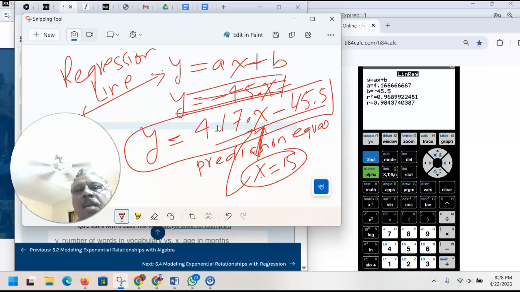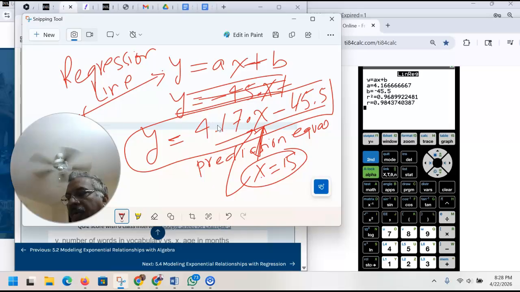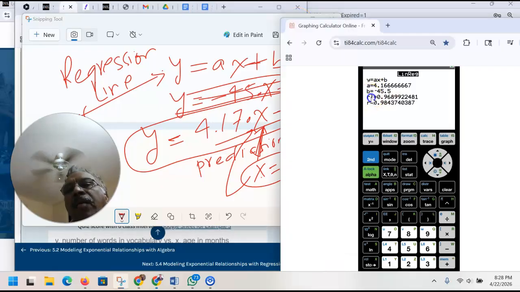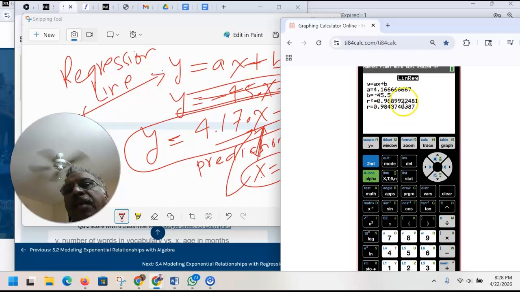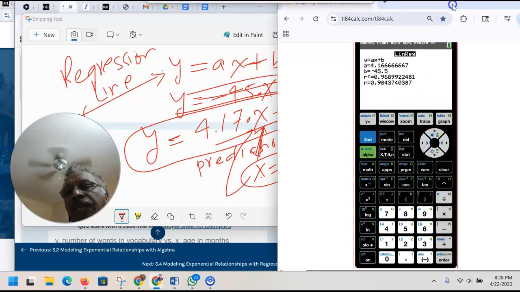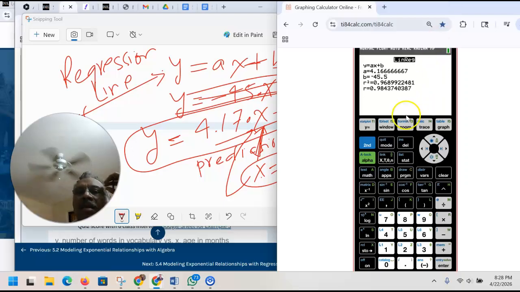Okay, let's do one more. Now, not over. Another last part is all this you are supposed to write on your paper. Remember? And this r squared is called the variance explained. Okay. Now what we do next is we want to graph also. We want to know what the graph is.